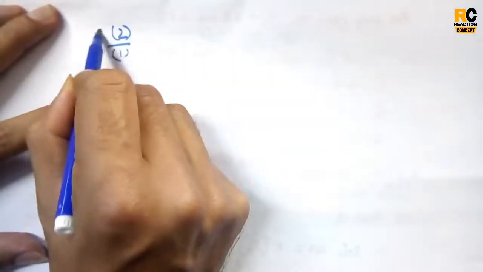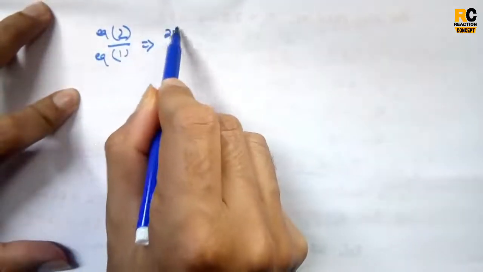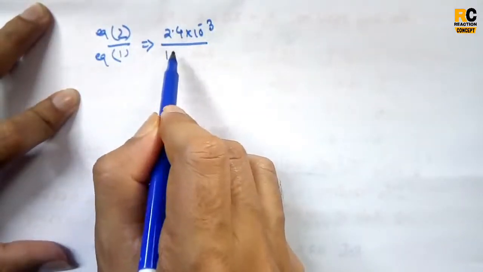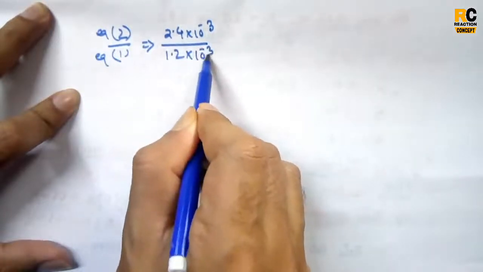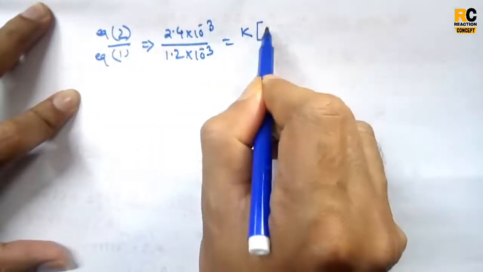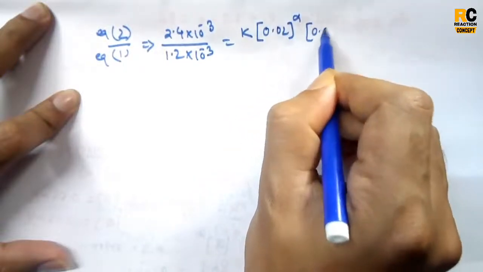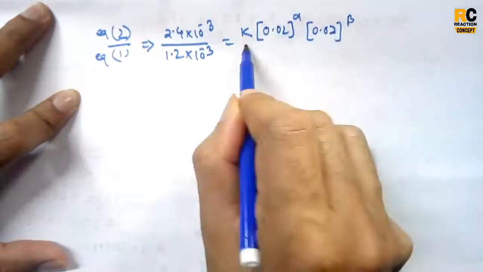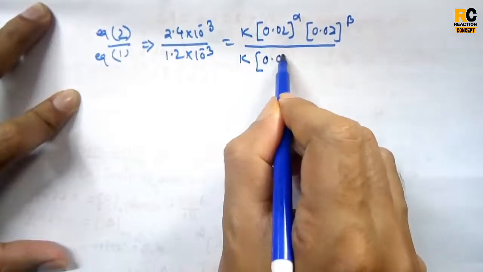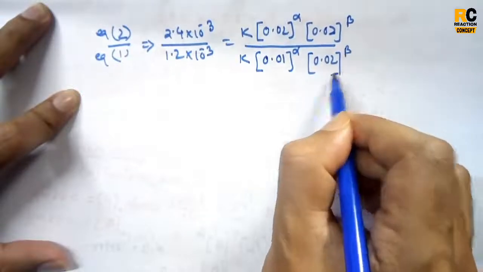First we will divide equation 2 by equation 1. The rate of equation 2 is 2.4 into 10 to the power minus 3, and for equation 1 it is 1.2 into 10 to the power minus 3. K into concentration of P 0.02 to the power alpha and 0.02 to the power beta. For 1 it is K, 0.01 to the power alpha and 0.02 to the power beta.